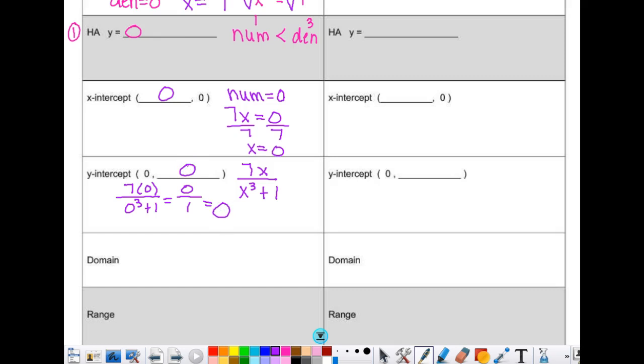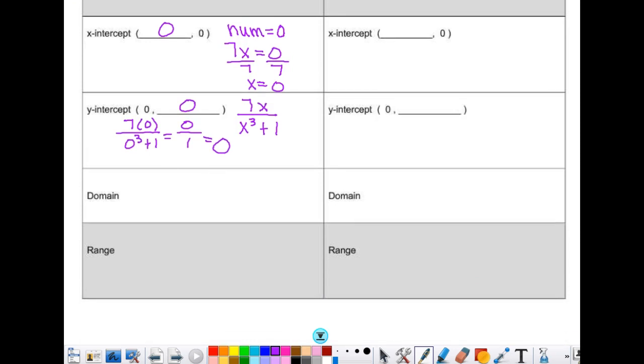Our domain is what? It's all real numbers, except it's not the vertical asymptote, and it's not the x of the hole, which this one doesn't have. What's the vertical asymptote? Go back up there and tell me. x equals what? Negative 1.